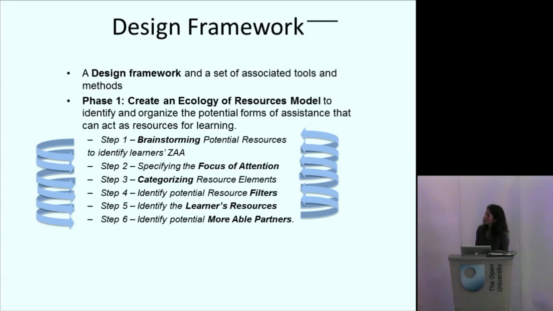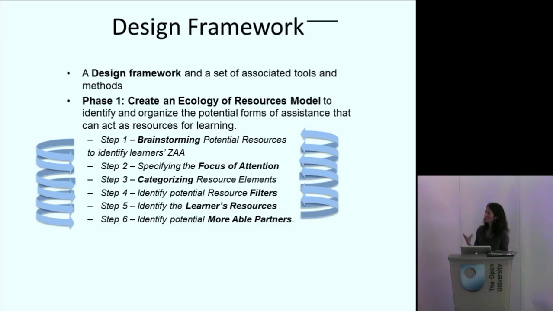Now step 2 is one of the most important ones, is specifying what it is that the learning goal should be, and how can we motivate the learner to engage in that experience. Step 3 is, like I said, categorizing resource elements based on those 3 categories, identifying what the filters are. Then step 5, identifying what the learner brings to that learning experience. So it could be their conceptions, their motivations, their interests.